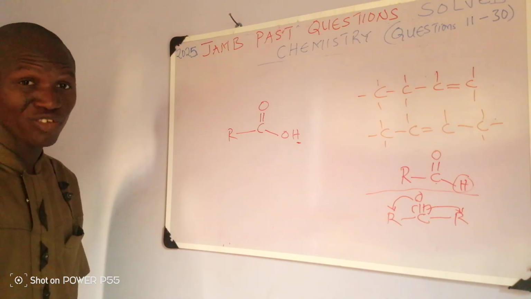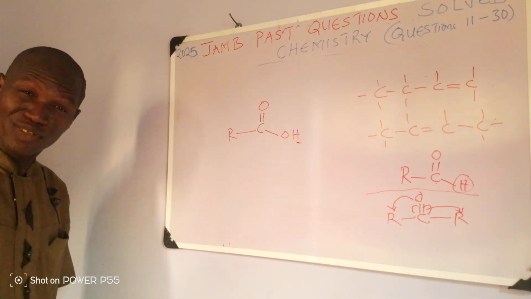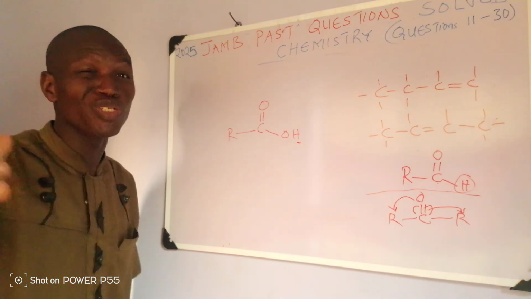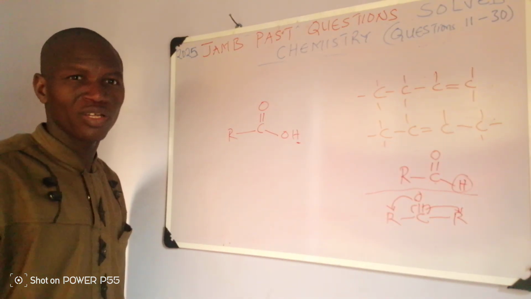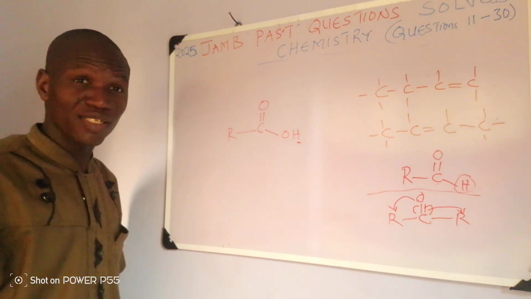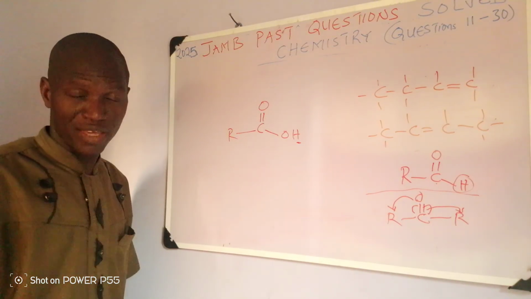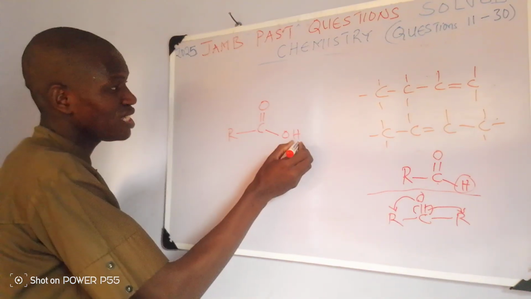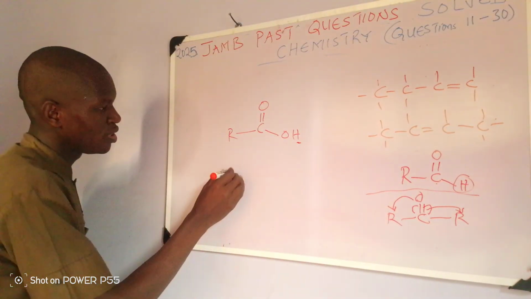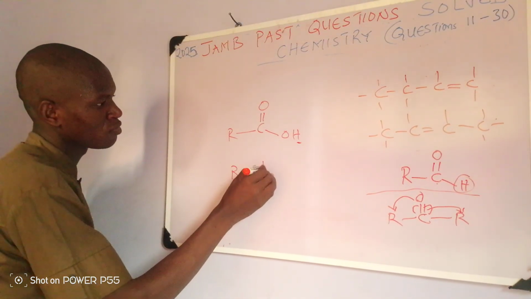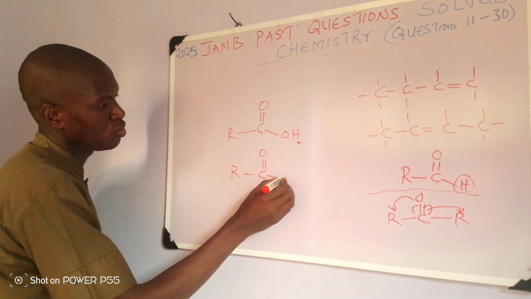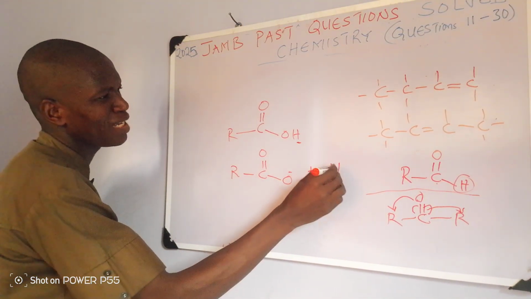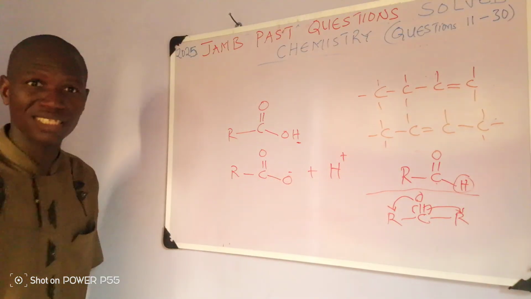I hope you remember the definition of an acid. That produces hydrogen ion as the only positive ion. Sometimes we call the hydrogen ion hydroxonium ion in our definition. Any substance that can release or produce a hydroxonium ion as the only positive ion, we refer to as an acid. So this hydrogen ion can actually be released to form RCOO minus plus an independent hydrogen ion.